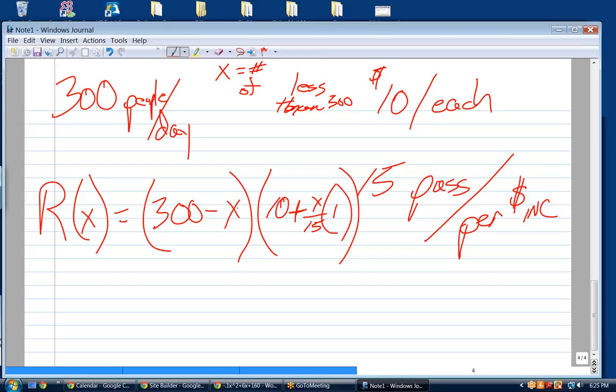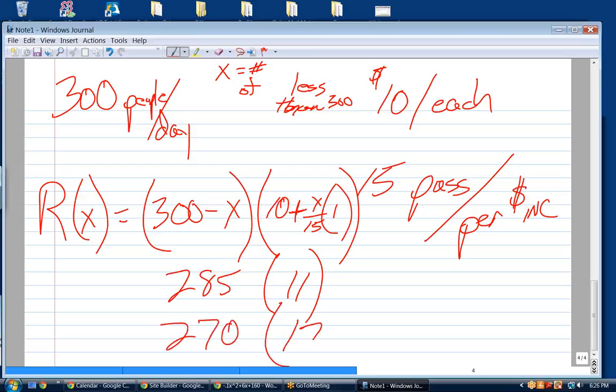If x were 15 exactly, then we would have 285 customers, and they would pay $11 each, correct? And x is 15, so that would come out exactly to what this would be. Now let's say x is 30. Then there would be 270 passengers, and each one of them would pay $12 each.